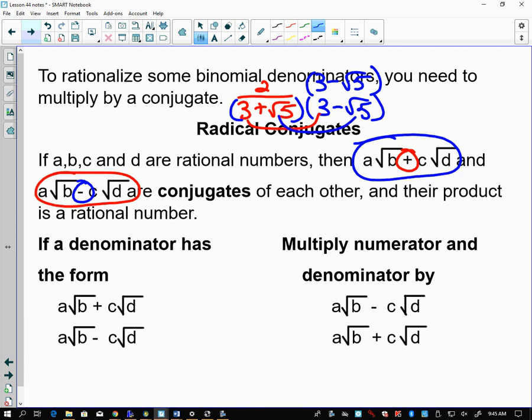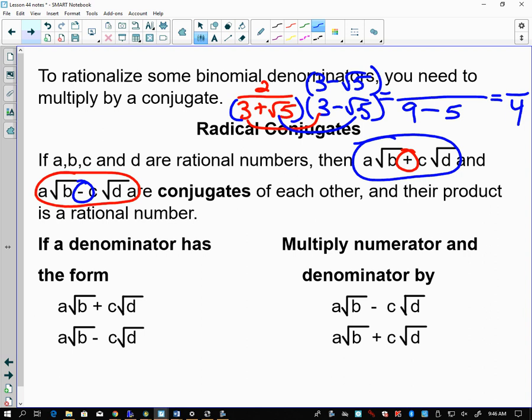So what I wind up with in a situation like this is 3 times 3, which is 9, and radical 5 times negative radical 5. Well, what's radical 5 times radical 5? Radical 25, which is 5. And so I have minus 5, right? Because a positive times a negative is a negative. So I get 9 minus 5, which is 4. And so I wind up with a nice, neat whole number.